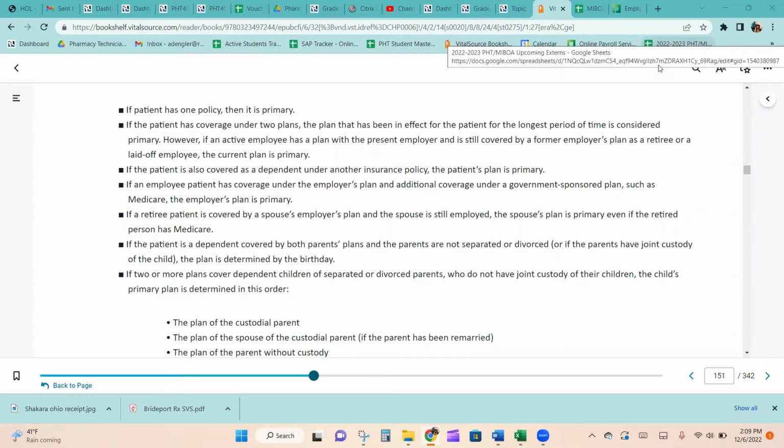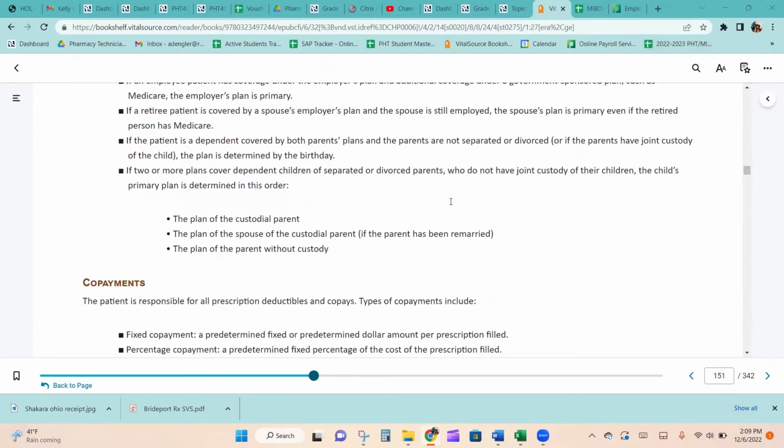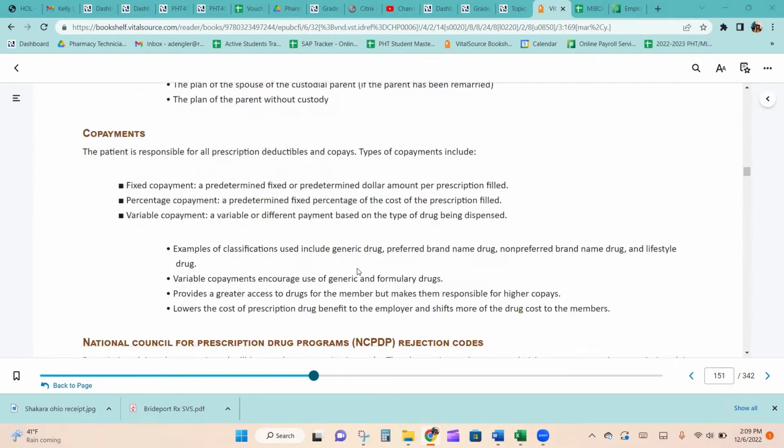Two or more plans cover dependent children of separated or divorced parents who do not have joint custody of their children. The child's primary plan is determined in this order: the plan of the custodial parent, the plan of the spouse of the custodial parent if the parent is remarried, and the plan of the parent without custody.